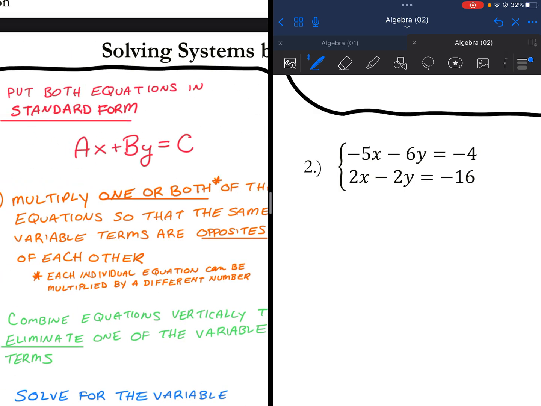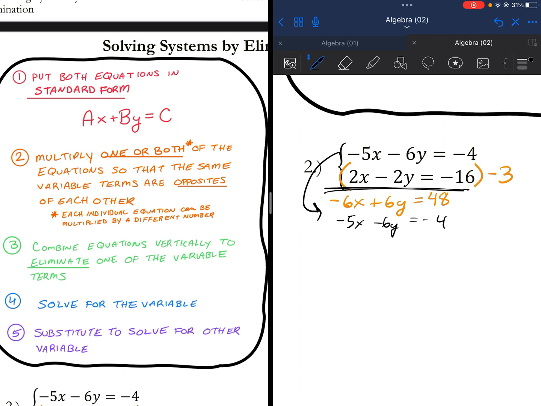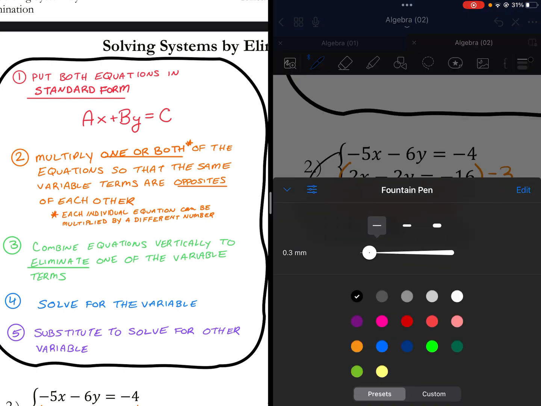For number 2, you're going to notice that, yes, it's set up in standard form, but it's not set up so that they're opposite each other. I'm going to decide to multiply the bottom one by -3, so our y's are opposite each other. So this becomes a -6x plus 6y equals a positive 48. From there, I'm going to bring the other one down so that they're lined up. -5x, -6y equals -4.